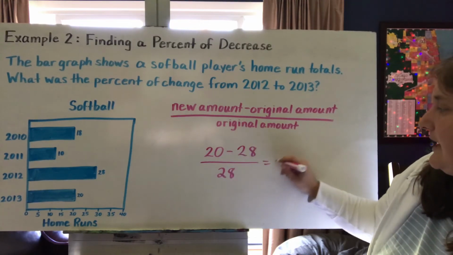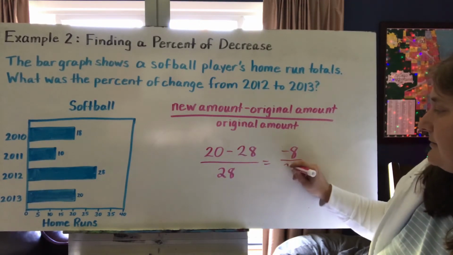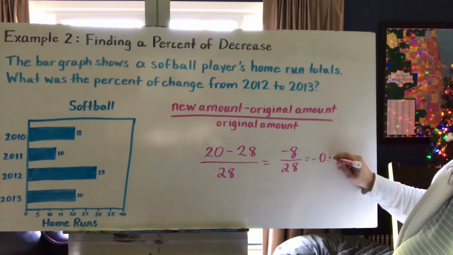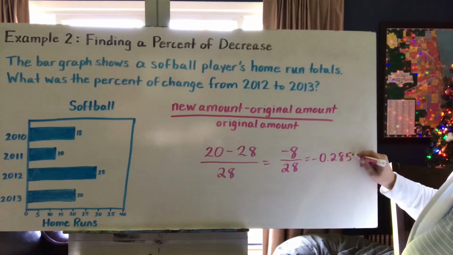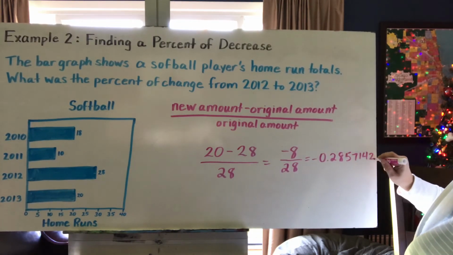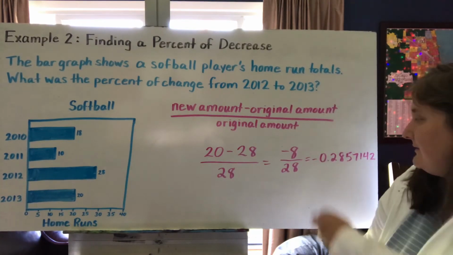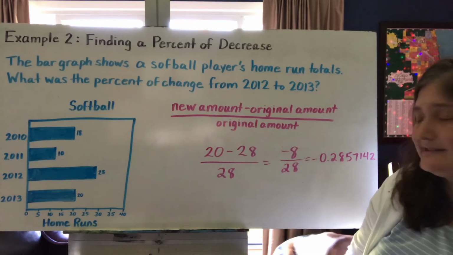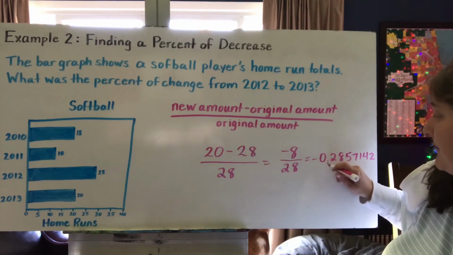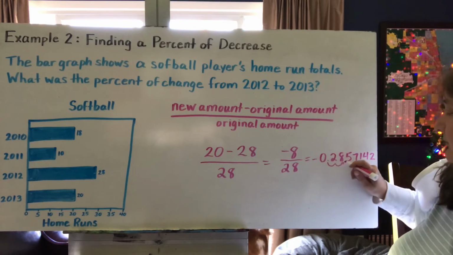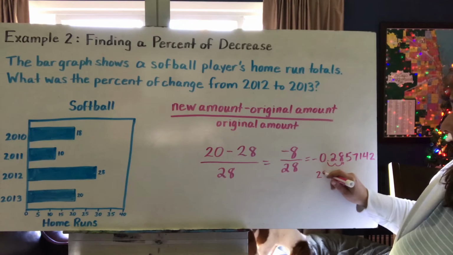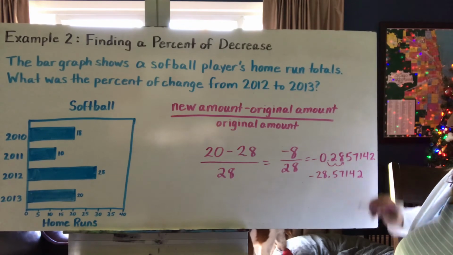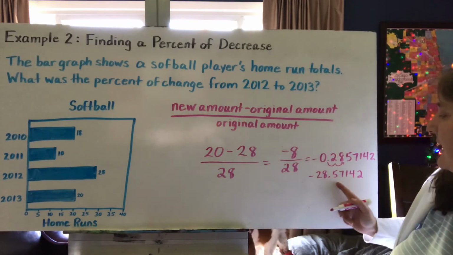So 20 minus 28 gives me negative 8. Divided by 28 gives me negative 0.28571422. And it probably continues on, but that's as much as I can see on my calculator when I divide these. So I'm going to round my answer to the nearest tenth. So I am going to change this into a percentage by moving the decimal over 2 spots. And this would be about negative 28.57142. So if I'm rounding to the nearest tenth, I'm going to say it's about 28.6.